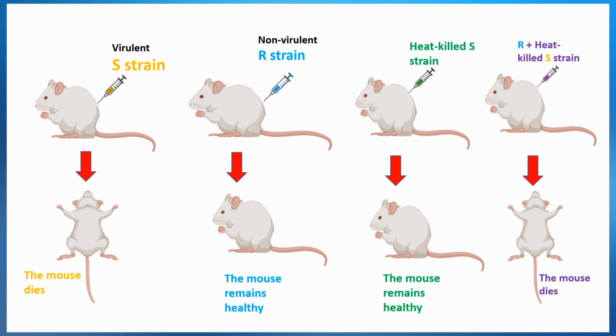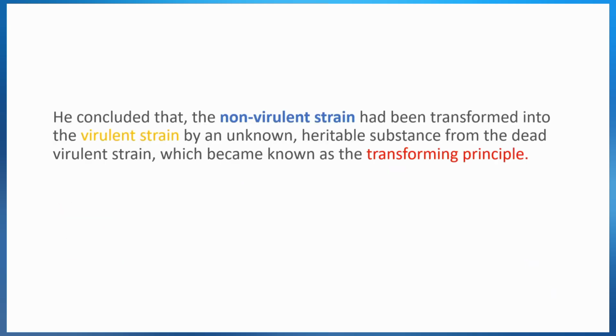He then concluded from his studies that the non-virulent R strain had been transformed into a virulent strain by an unknown heritable substance from the dead virulent strain, which became known as the transforming principle. It was a strange molecule for him. He wasn't sure what that molecule actually is, whether it is protein, carbohydrate, or maybe DNA. So he just termed it the transforming principle.